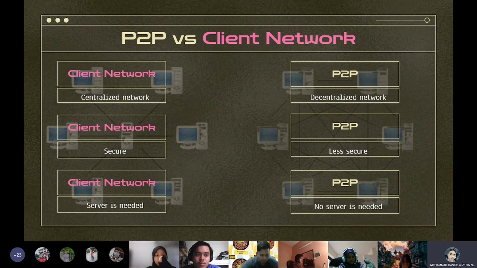About security, P2P is less secure because our IP address would be exposed when we surf the internet, compared to client-server. For P2P, it is less expensive, because no server is needed. Compared to a client-server network, where we need to use a server.